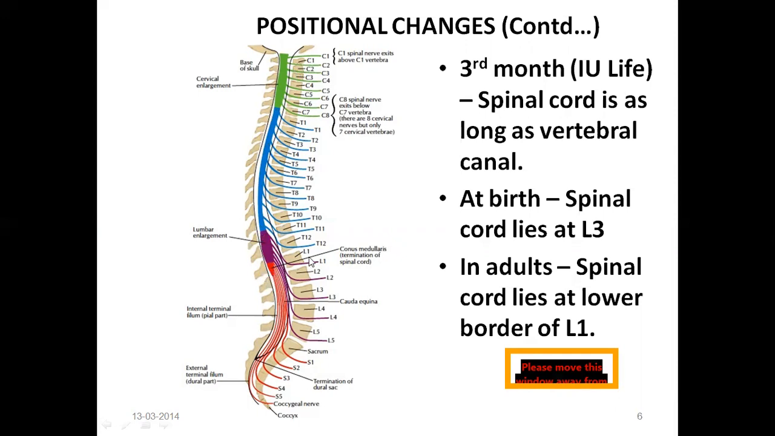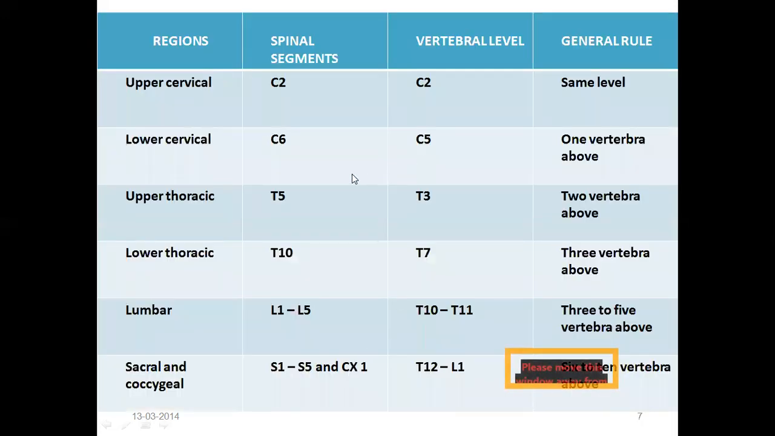That means at the L1 vertebra level the spinal cord is over, but the spinal nerves, if you remember, we have 8 pairs of cervical nerves, 12 pairs of thoracic nerves, 5 pairs of lumbar nerves, and 5 pairs of sacral nerves, and we have the coccygeal nerve. So the spinal segment and vertebral level are the same only up to the level of C2. But the lower cervical spinal segment, C5, lies at the level of the vertebra one above.